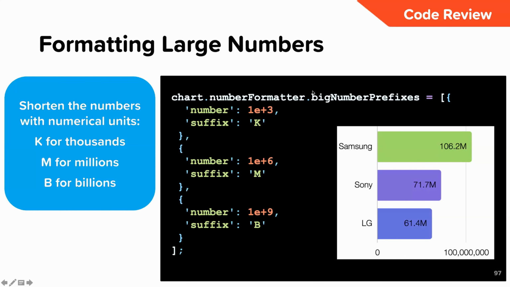So anything that says chart, by the way, off of the chart object, this is coming from amCharts. This is a way of making sure that your number prefixes are formatted. It says prefixes, but these are typically actually number suffixes. Great name.